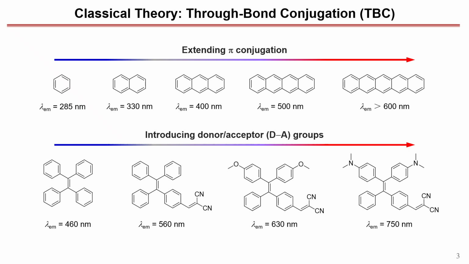Okay, back to my talk. For traditional conjugated molecules with luminescent behavior, the photophysical properties could be explained by the classical theory of through-bond conjugation. For example, the larger the pi conjugation or the stronger the D-A interaction, the longer the emission wavelength. The TBC-based theories have guided molecular design and synthesis for several decades.